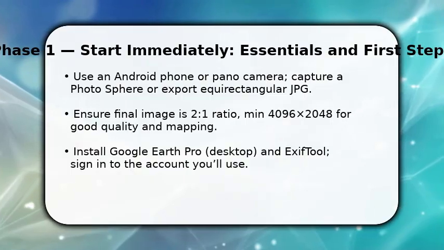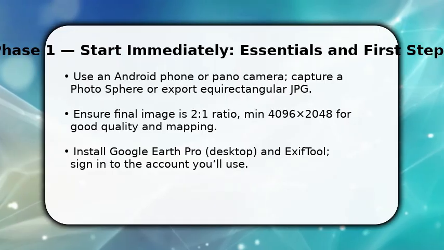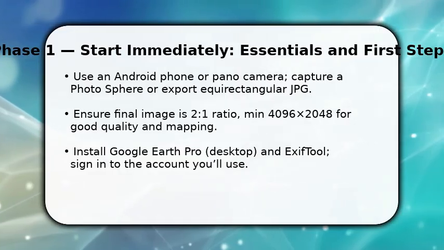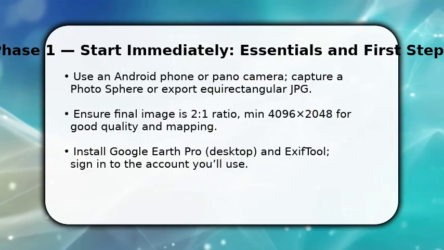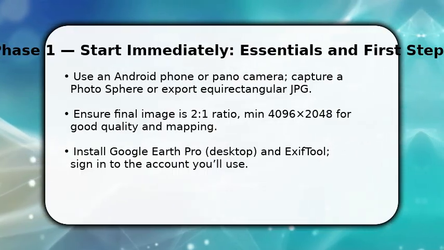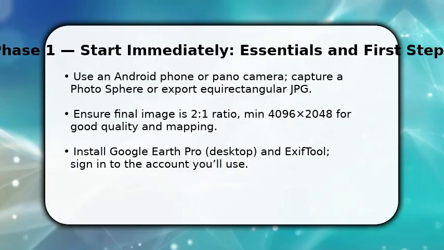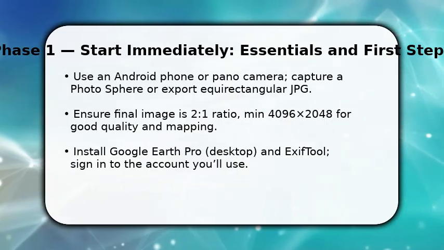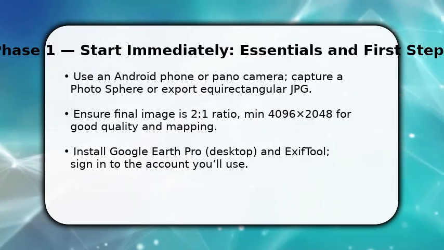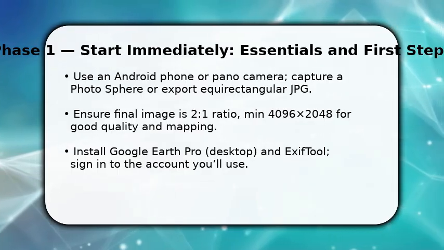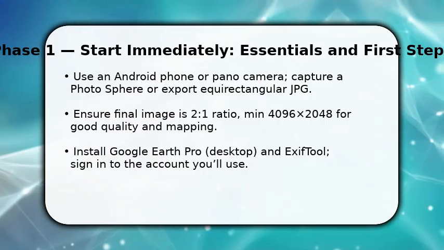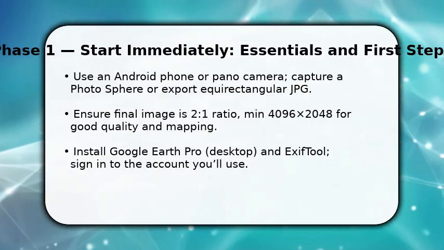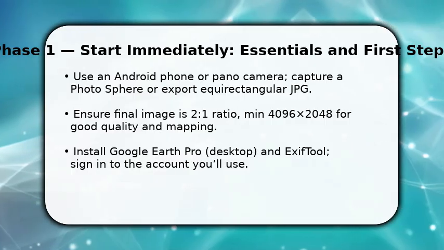You start by capturing a true photosphere on your phone or exporting a stitched equirectangular image. That gives you a 360-degree, top-to-bottom panorama that Google Earth can reference. Once done, confirm the file is 2:1 aspect ratio and high enough resolution. 4096 x 2048 is a practical baseline, because smaller images will blur and map poorly.